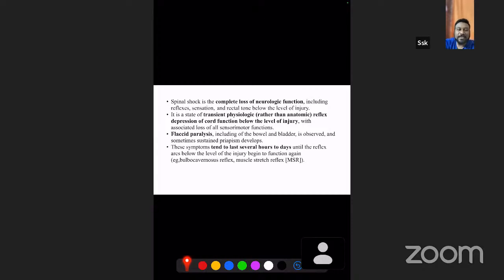So flaccid paralysis, including bladder and bowel involvement, and these tend to last for several hours to a few days until the reflex below begins to function again. So the first reflex to begin to recover is actually the bulbocavernosus reflex, and the muscle stretch reflex later on. So the answer here would be phenylephrine. Phenylephrine is not useful in managing patients with a neurogenic shock.